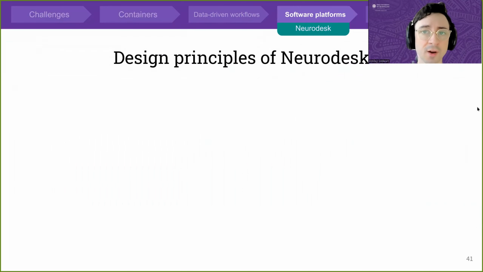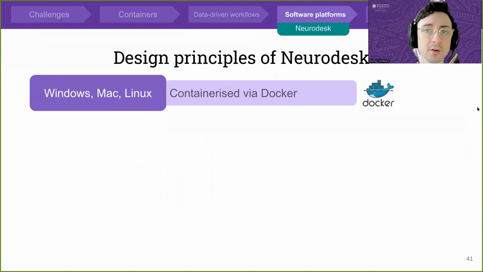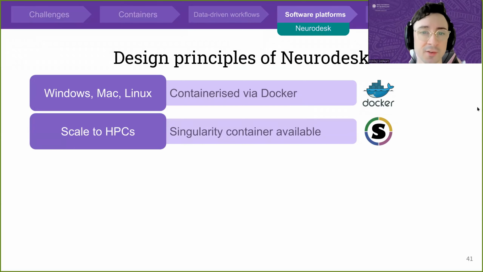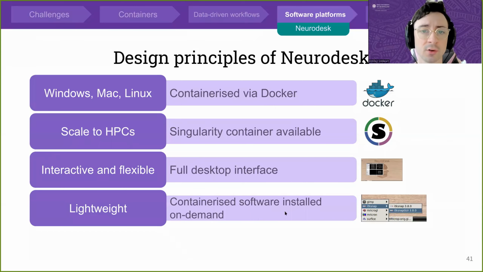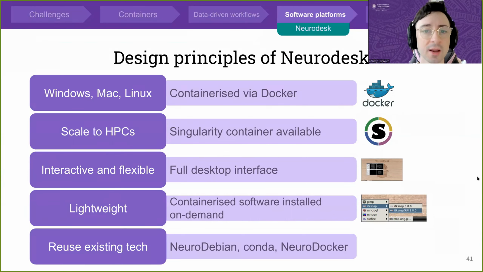Well, when Neurodesk was designed, we wanted to make sure that it was compatible with Windows, Mac, and Linux. So it's containerized using Docker. We also wanted to make sure that it scaled well to HPCs and cloud resources. So a Singularity container is also available. We wanted it to be interactive and flexible, so it provides a full desktop interface. It had to be lightweight, so within this desktop, software is only installed on demand. And finally, we wanted to reuse existing technology. So we made use of NeuroDebian, Conda, and NeuroDocker as repositories and to build the software that NeuroDesk provides.